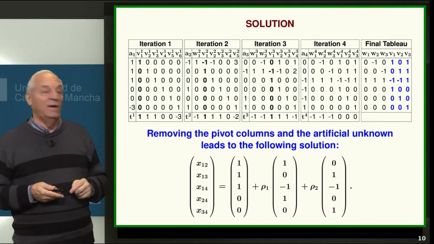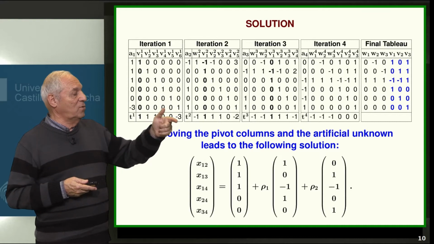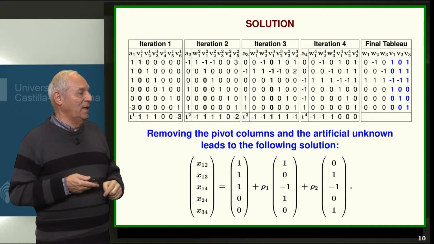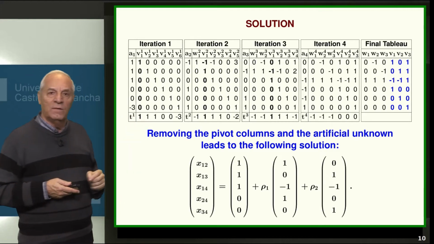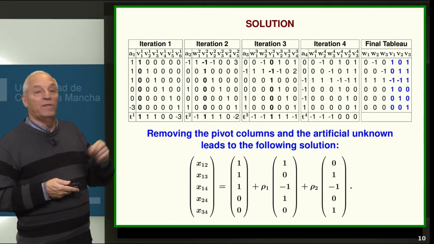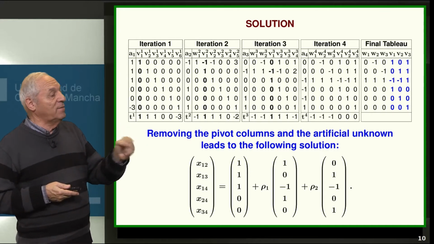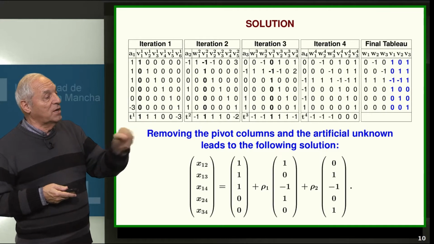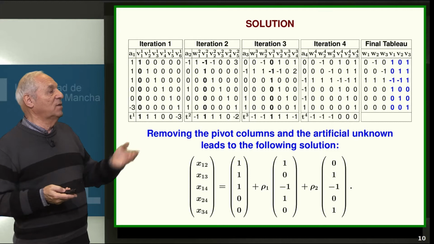Therefore, the solution is that the flow in the pipes 1 2, 1 3, 1 4, 2 4, and 3 4, as you can see there, is equal to a particular solution, which is 1 1 1 0 0, plus a linear subspace, of dimension 2, which has as generators, which are a base, the other 2 vectors v1 and v2, which you can see. Then this is a very simple example.